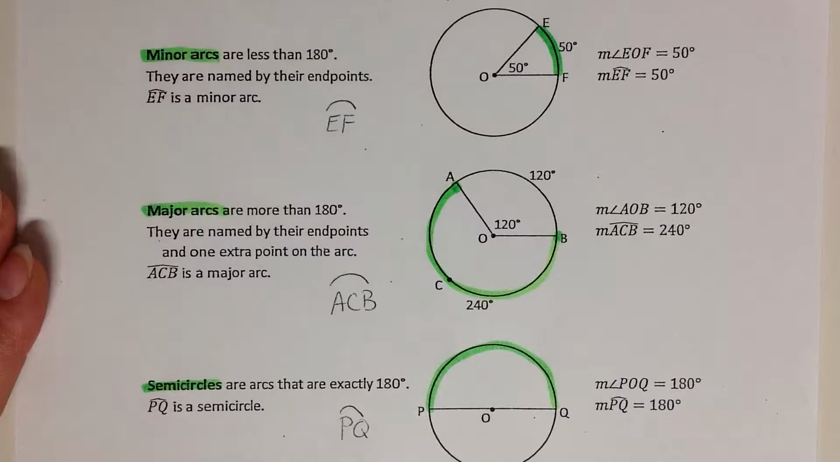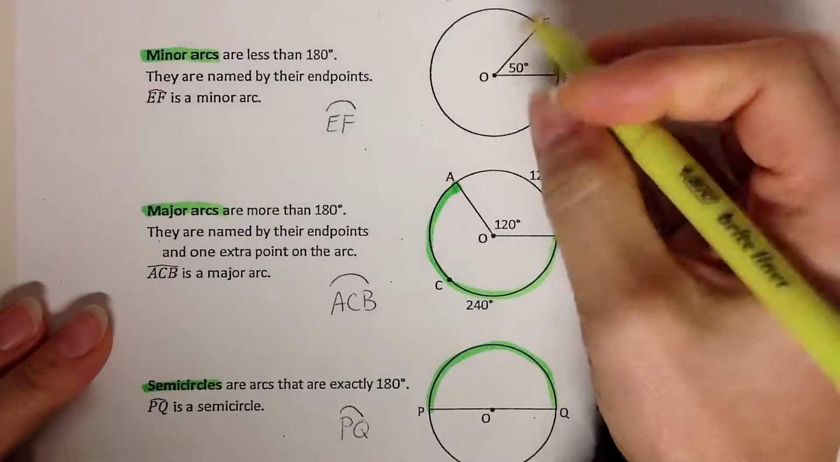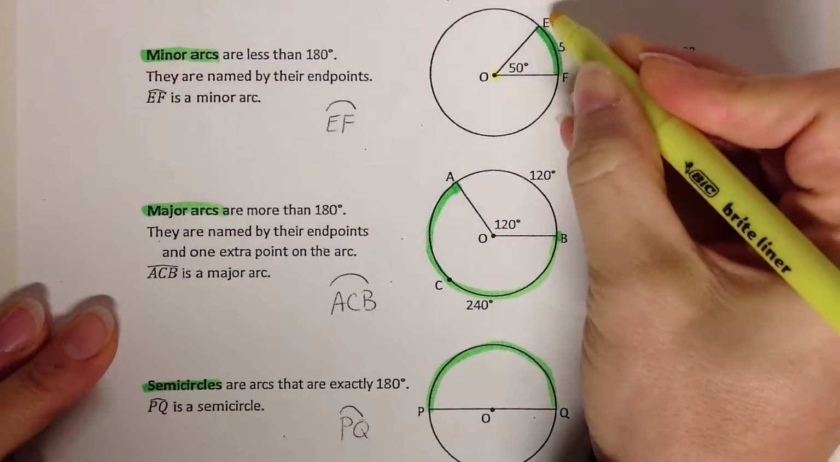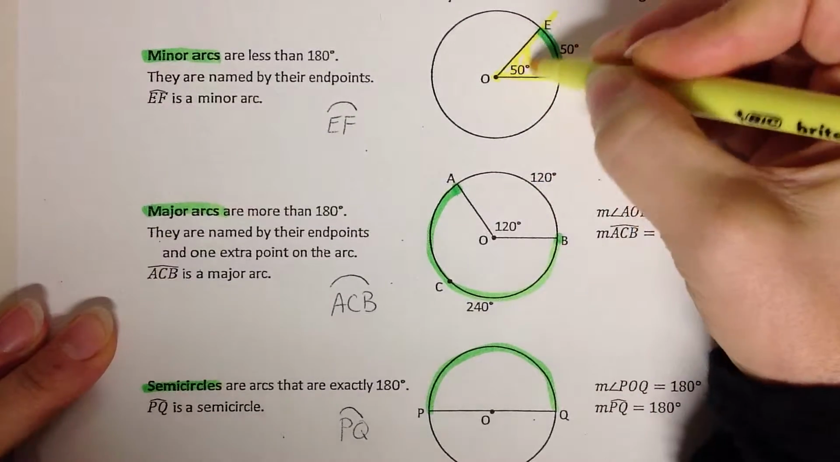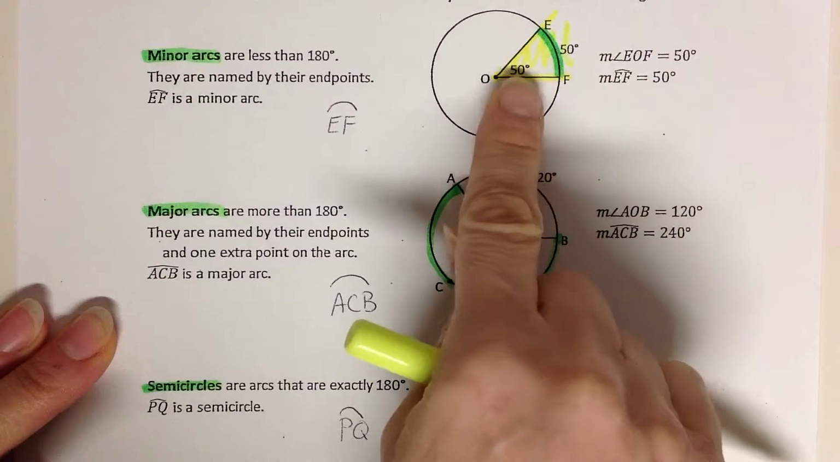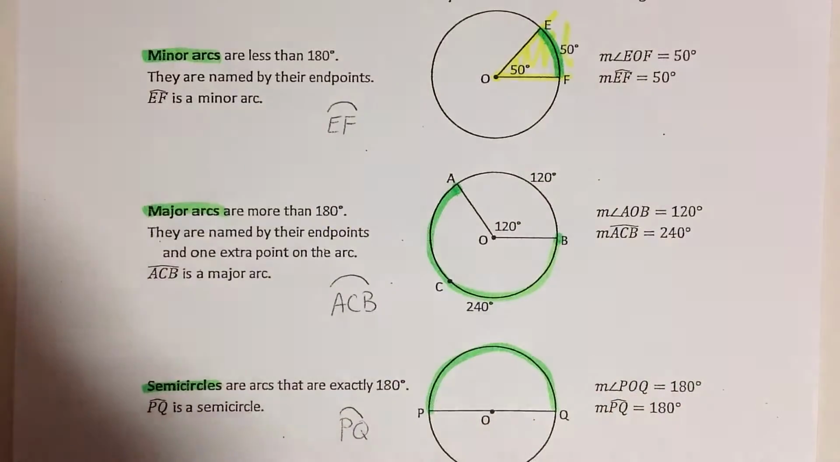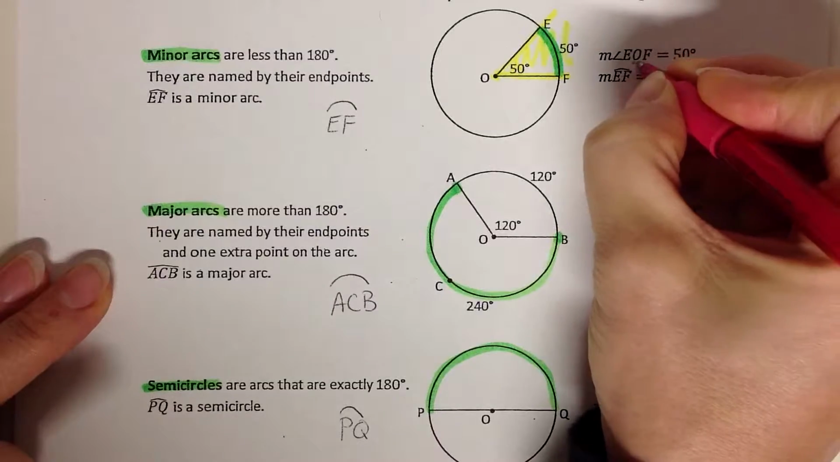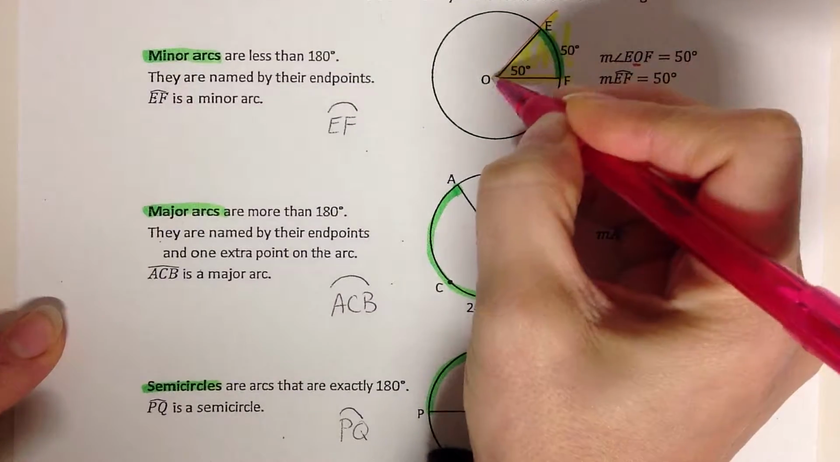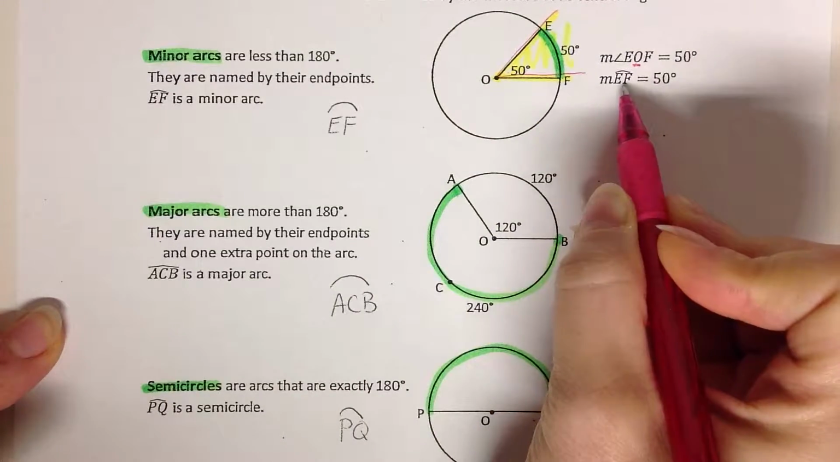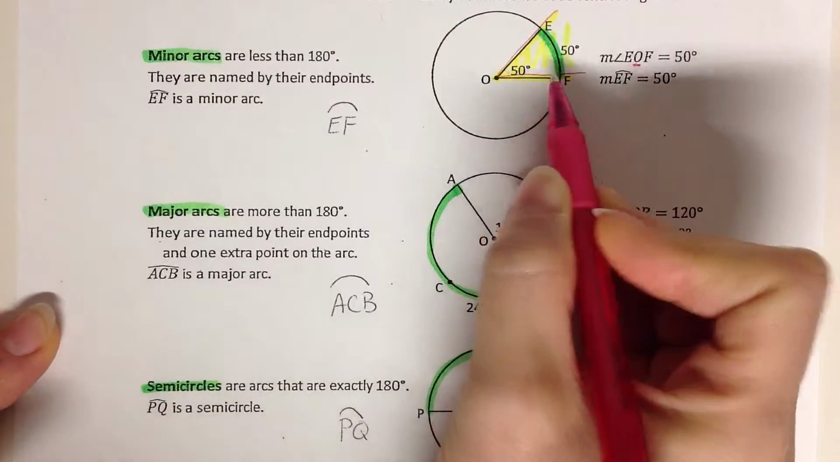Okay, well, the measurements of arcs are defined by what's called a central angle. An angle that has its vertex on the center of the circle. So notice here, that arc is going to be the same as that angle. The measurement of angle EOF, remember vertex of angles are found in the middle letter. EOF, if that's 50, the measurement of arc EF is 50.